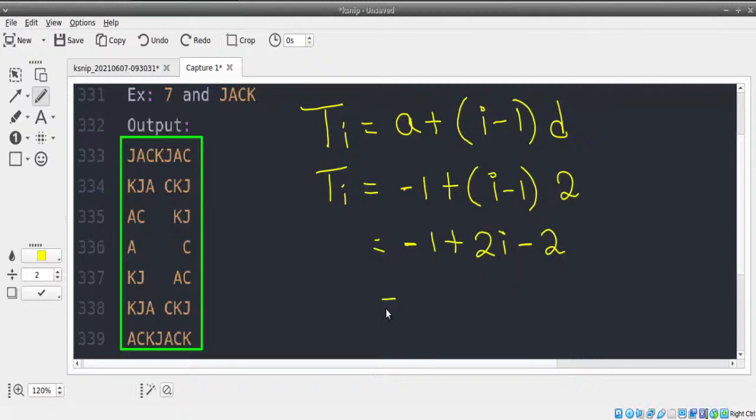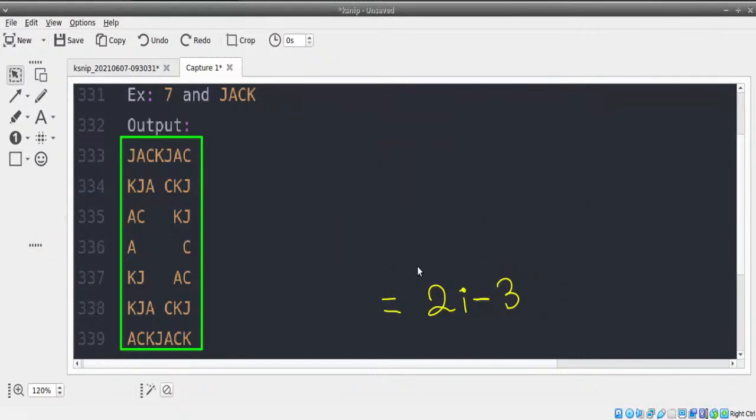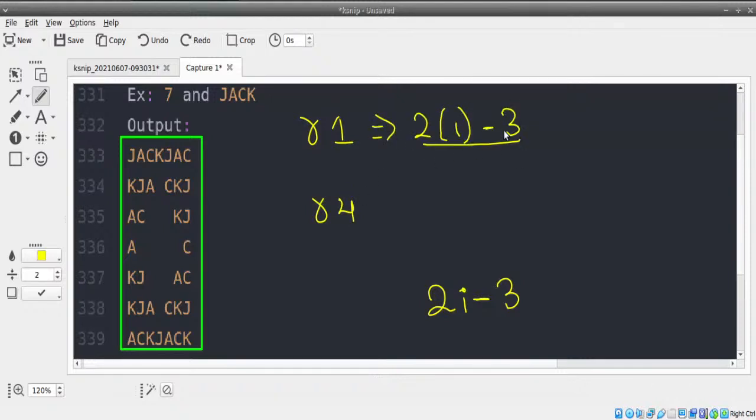If you calculate this, you get 2I minus 3, because minus 1 minus 2 gives you minus 3. So there are supposed to be 2I minus 3 spaces in each line. Let's see if this is correct. Let's take row 1. In row 1, 2 times 1 minus 3 is 2 minus 3, which gives us minus 1. Minus 1 means we can't print spaces. Only if the value is greater than 0, we're going to print spaces.